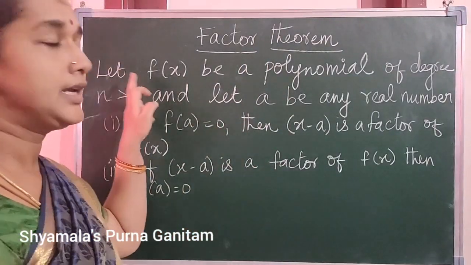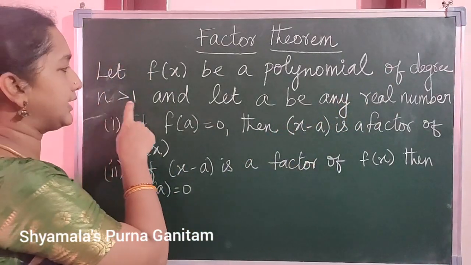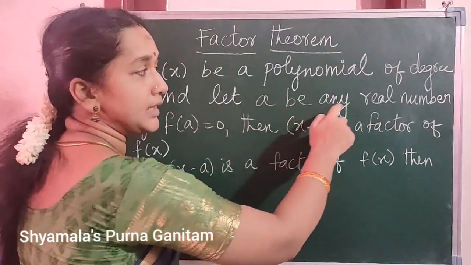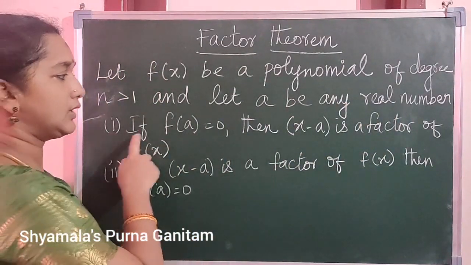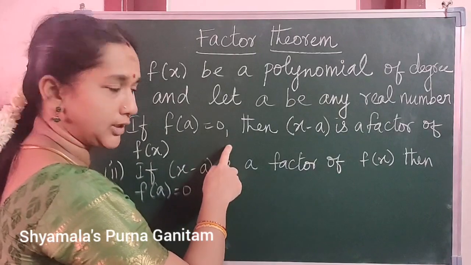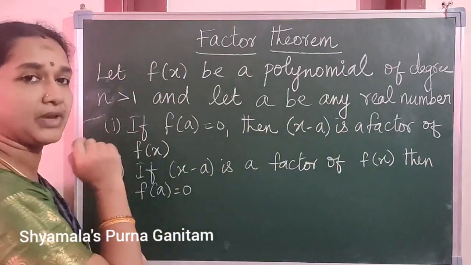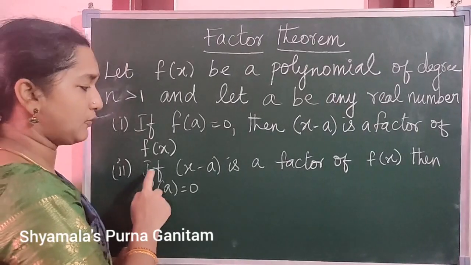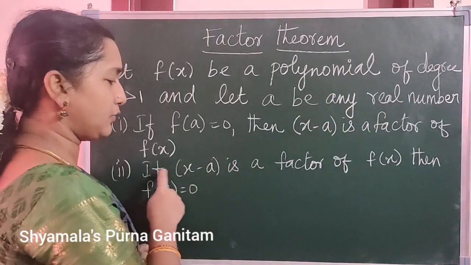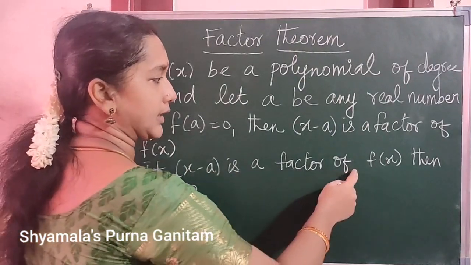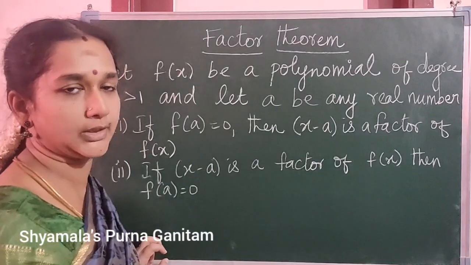Let f of x be a polynomial of degree n greater than 1 and let a be any real number. We have two conditions for that. If f of a is equal to 0, then x minus a is a factor of f of x. And vice versa: if x minus a is a factor of f of x, then f of a is equal to 0.